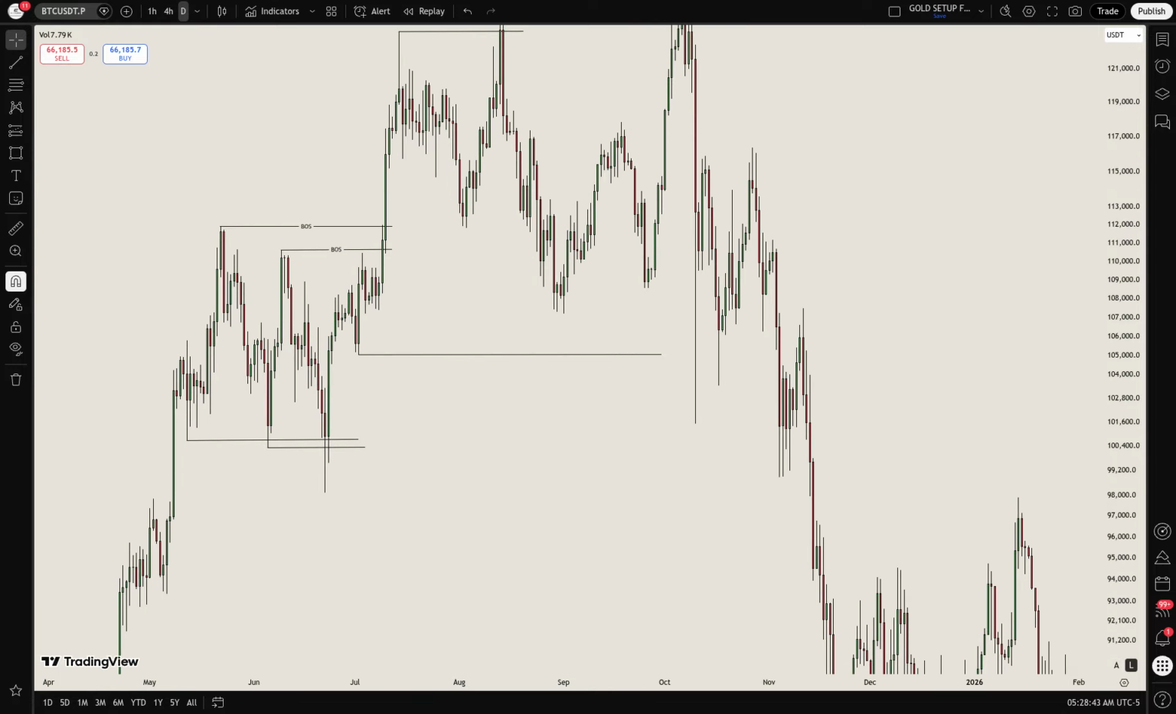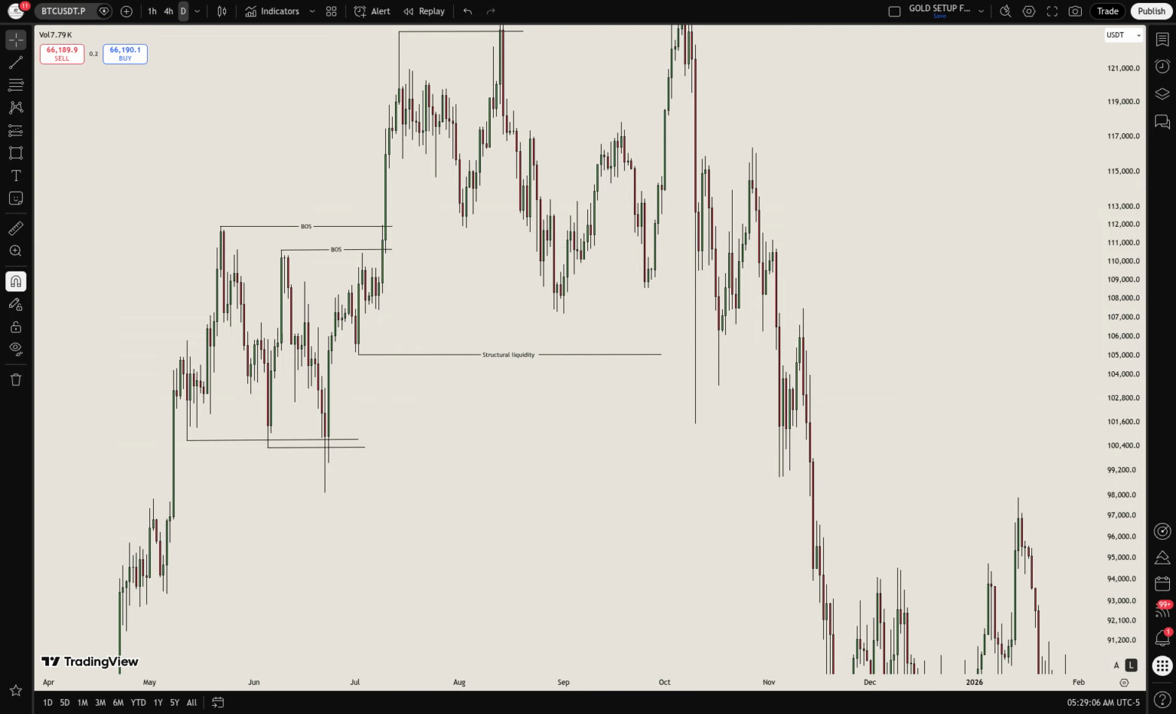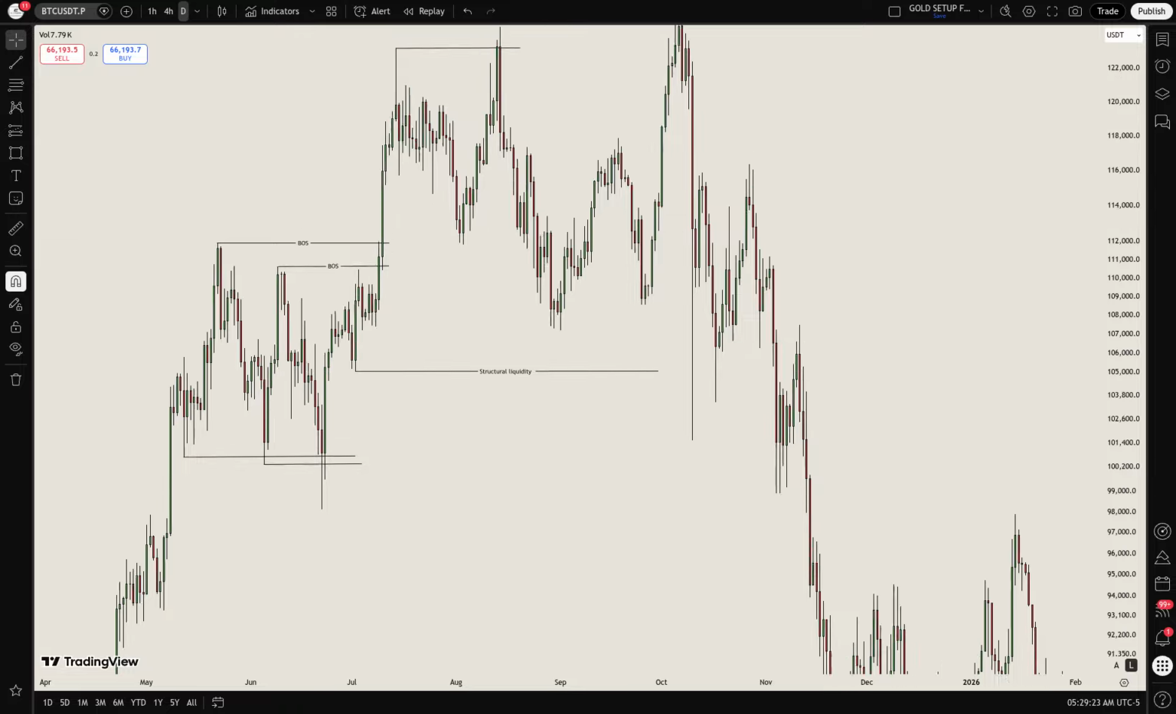Now, after that, for the normal inducement trade, we are supposed to see a break of structure before a pullback. But here we have this pullback here. We have this pullback here as our structural liquidity, because before the break of structure happened, that pullback happened. It happened before the break of structure, so we'll take that as our structural liquidity.